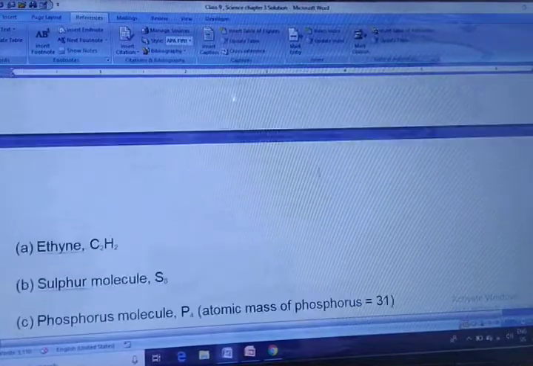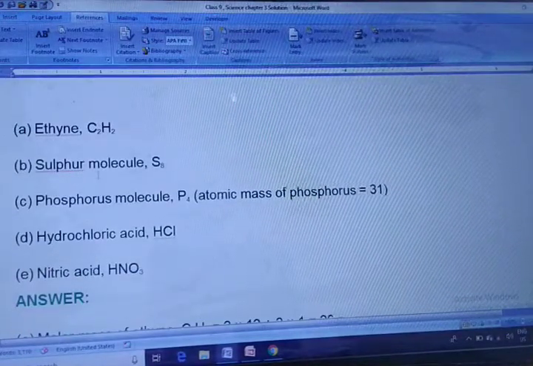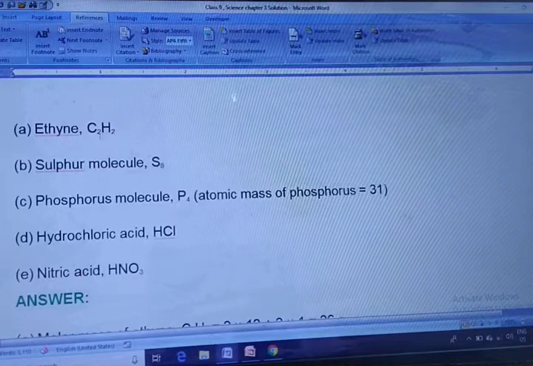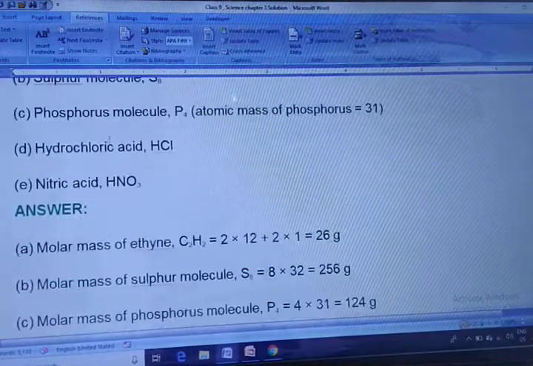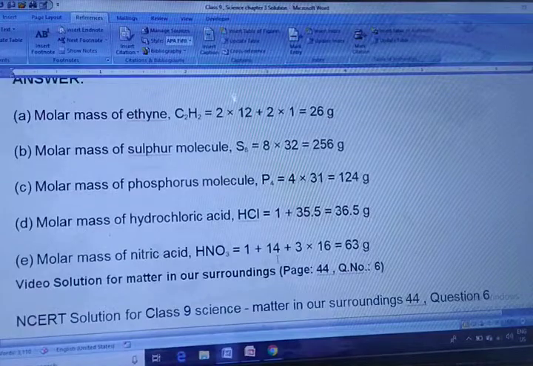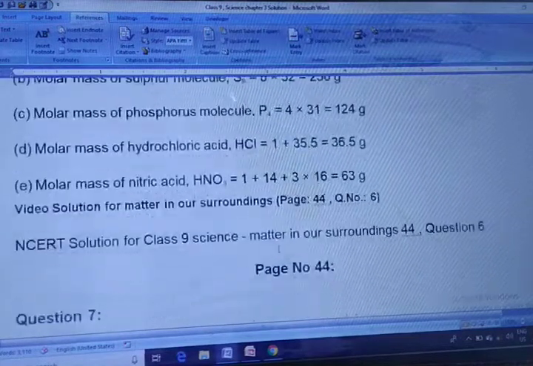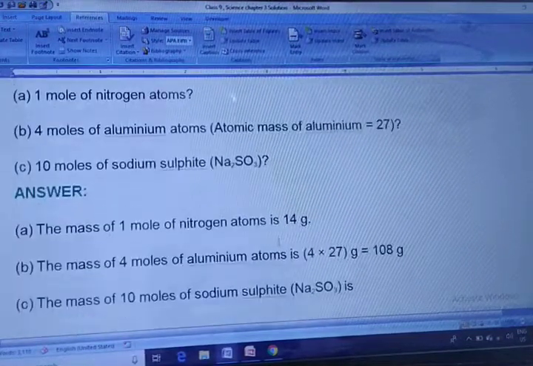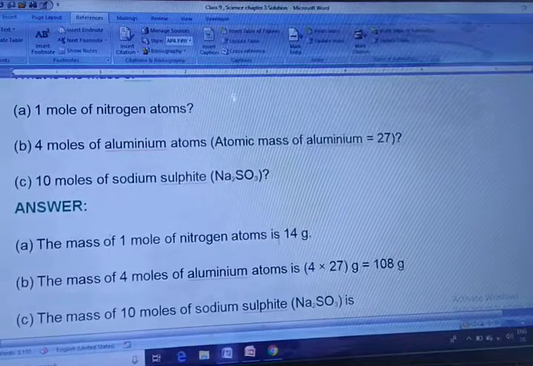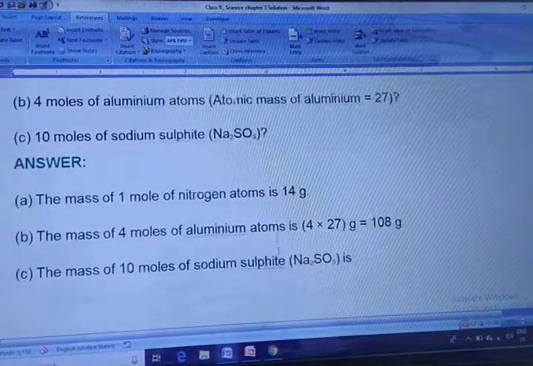Calculate the mass of the following substances. Here you have to calculate just atomic mass of carbon 12, hydrogen 1. So 12 twos are 24 plus 2, 26. You can see here all the masses. You can take a screenshot of this video, and after that you can write all the answers in your notebook, because these are very important questions for unit test 1.